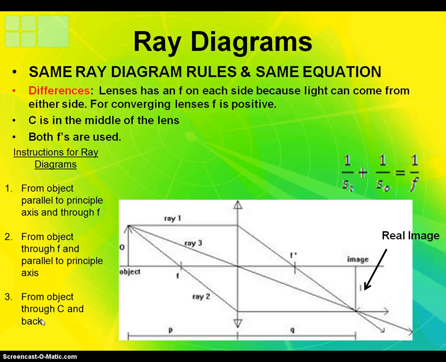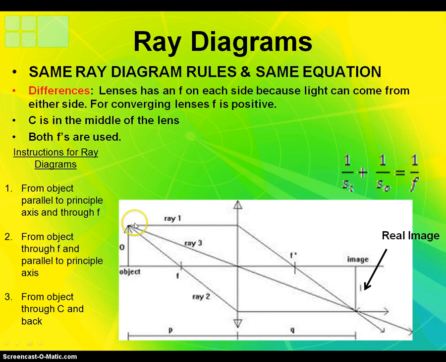Well, lenses, like I said, have 2 focal points because light could go through either side, and you have to use both focal points when drawing the ray diagram. So we always start by doing the first ray and decide, all right, am I converging or diverging? And that determines what the focal point is that I use. So this would be a converging lens.